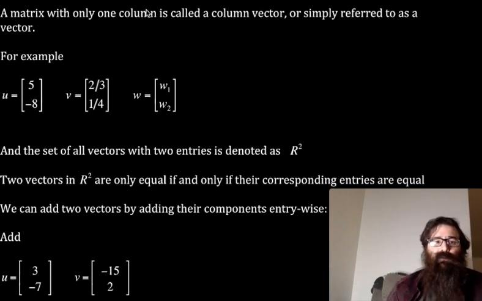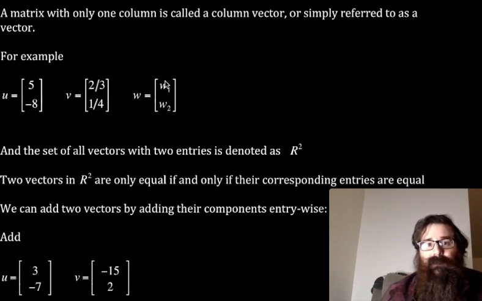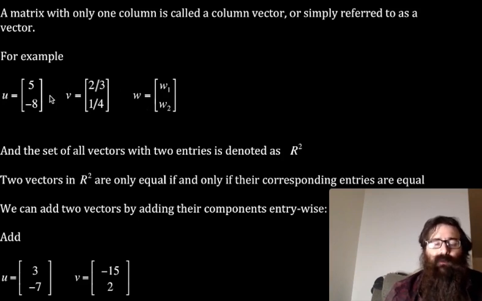Here I have the vector u with the entries 5 and -8. 2 entries, just one column. Vector v has entries 2/3, 1/4. Vector w, a little more mysterious, has entries w sub 1, w sub 2. And these are just vectors with 2 entries. We could have vectors with more entries.